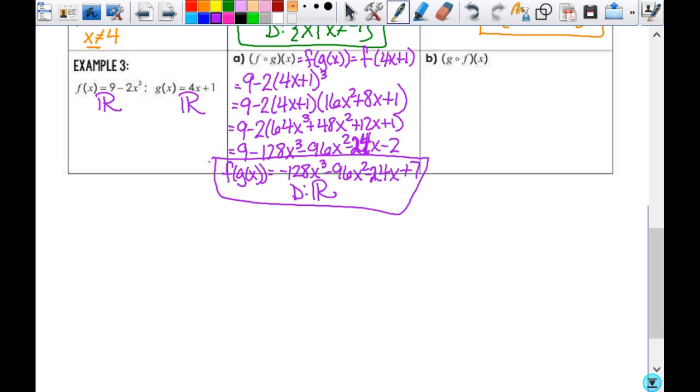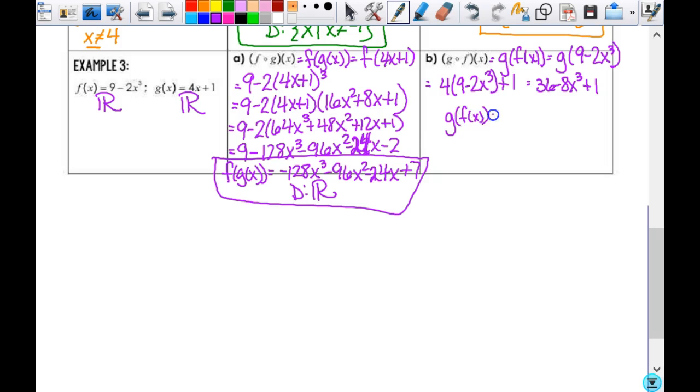All right, so g of f of x equals g of 9 minus 2x cubed. So that's equal to 4 times 9 minus 2x cubed plus 1. So that gives me 36 minus 8x cubed plus 1. So g of f of x is equal to negative 8x cubed plus 37. What's my domain? All real numbers.